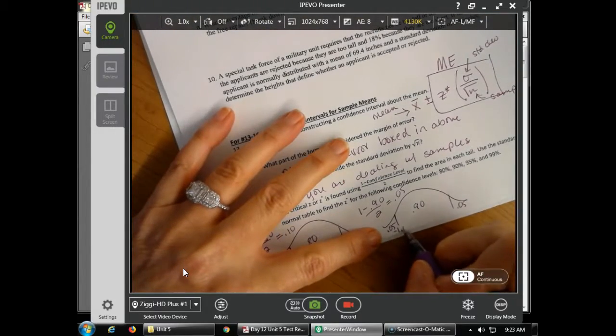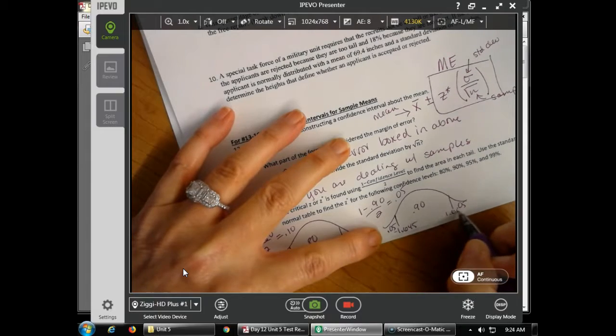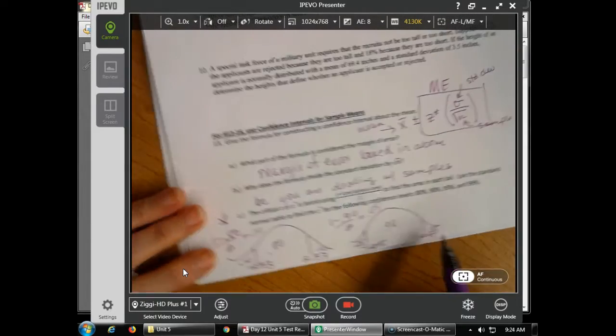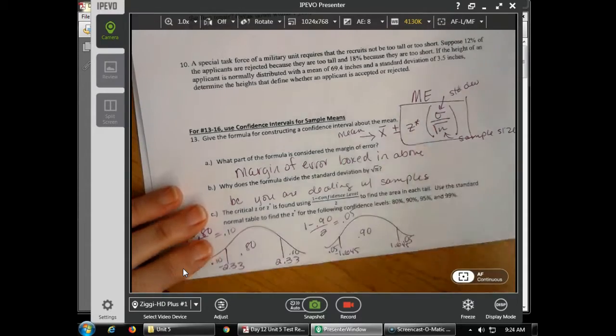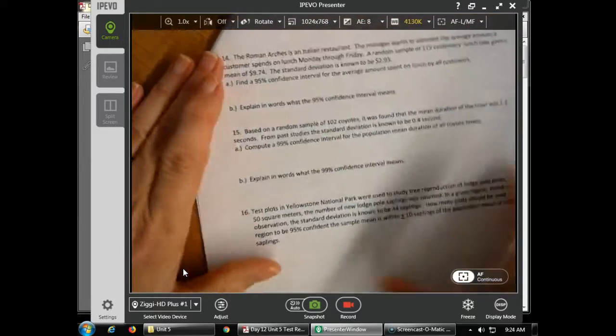So let's do 1.645. So this would be a negative 1.645. This is 1.645. Now, why do I need that? Because I'm going to use it right there in the formula. And that's it. Okay? So let's look at number 14 because this asks us to do this.